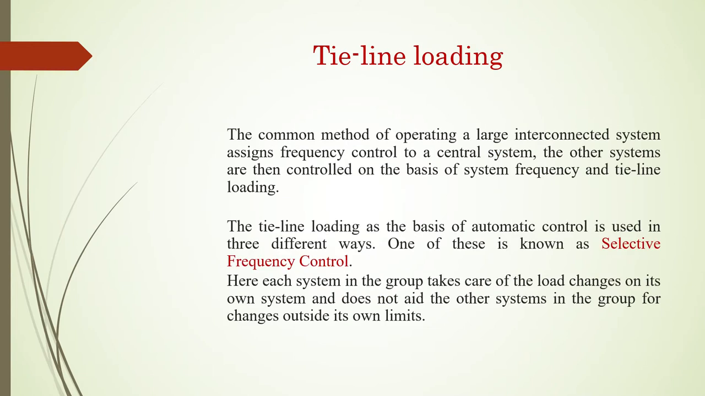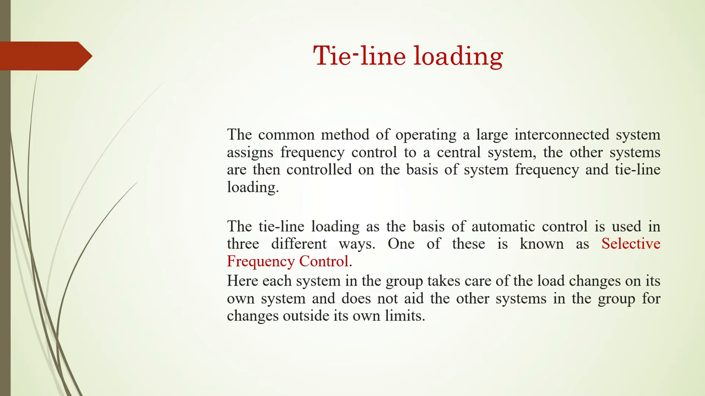Next is tie line loading. A common method of operating a large interconnected system assigns frequency control to a central system. Other systems are then controlled on the basis of system frequency and tie line loading. So this tie line loading can be used in three different ways. One is selective frequency control. So what is happening in selective frequency control?